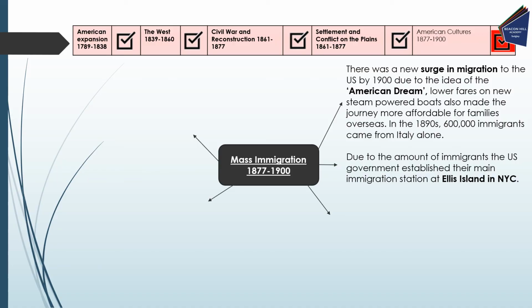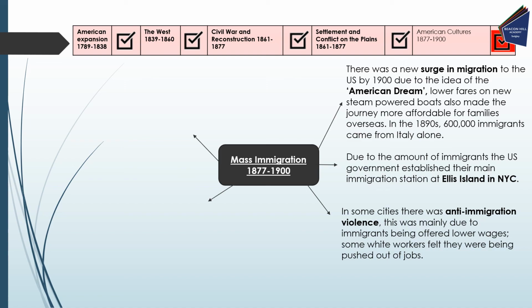You can visit Ellis Island today. You will probably remember being shown an image of this in class, and this is where immigrants were sorted when they arrived into the United States. However, when the immigrants arrived, their expectations were not necessarily met of this wonderful America that the American dream had promised them. In some cities, there was anti-immigration violence, and this was mainly due to immigrants being offered lower wages for work, which meant that they were then offered jobs. So white workers often felt like they were being pushed out of jobs.